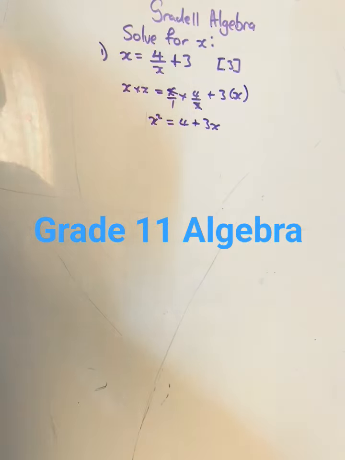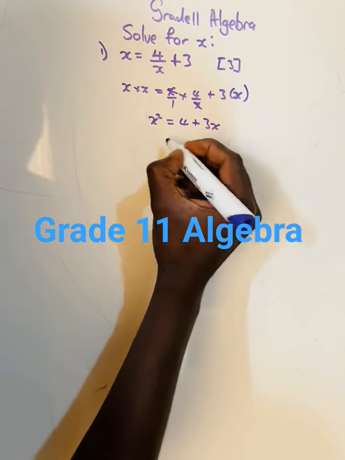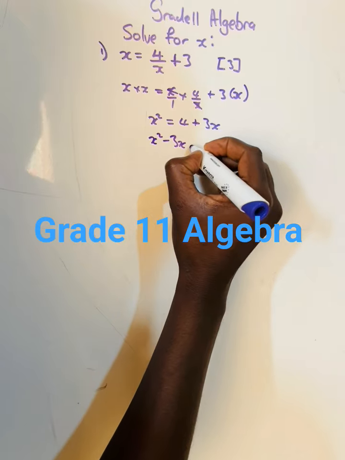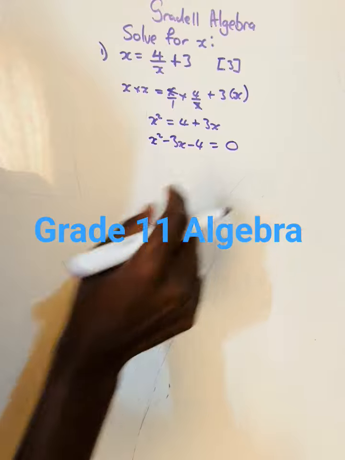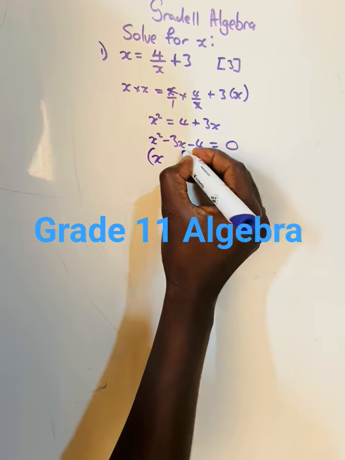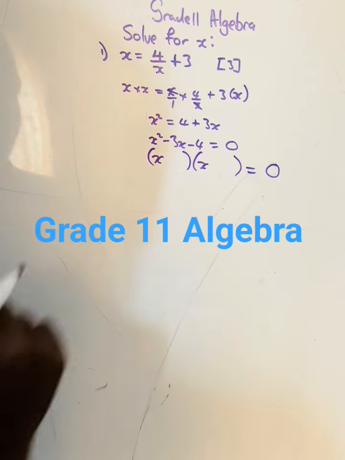So what am I going to do? I'm going to transpose these two terms to the left side. So my equation now reads x squared minus 3x minus 4 is equal to 0. Now I have to factorize in order for me to solve for x. So now I say x in the first bracket, x in the second bracket is all equal to 0.